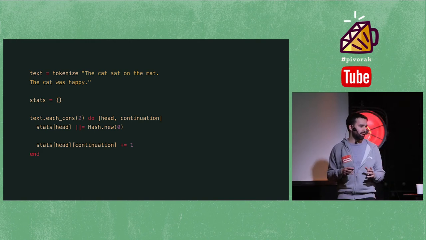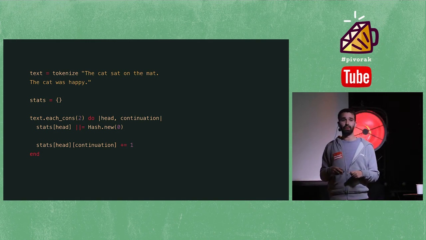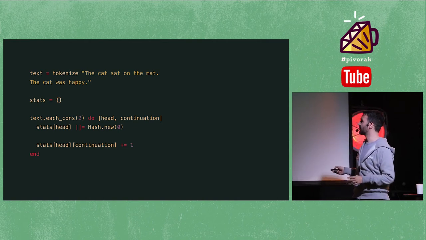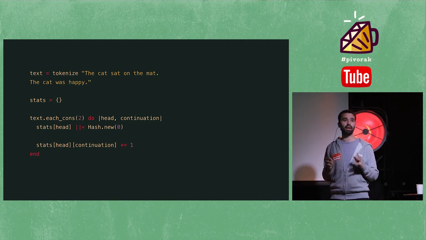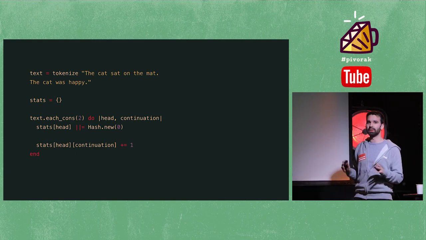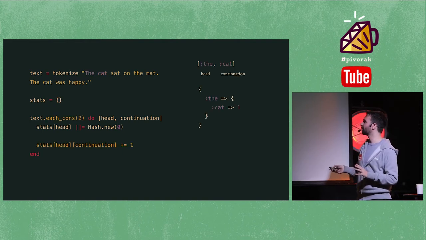So once I've done my tokenization, the actual procedure for building up this memory is really simple. It's literally a few lines of Ruby code. So let's break down what's going on here. And by the way, I'll put a link at the end with all of the code if you want to look at it. So don't worry too much about remembering this or writing this down.